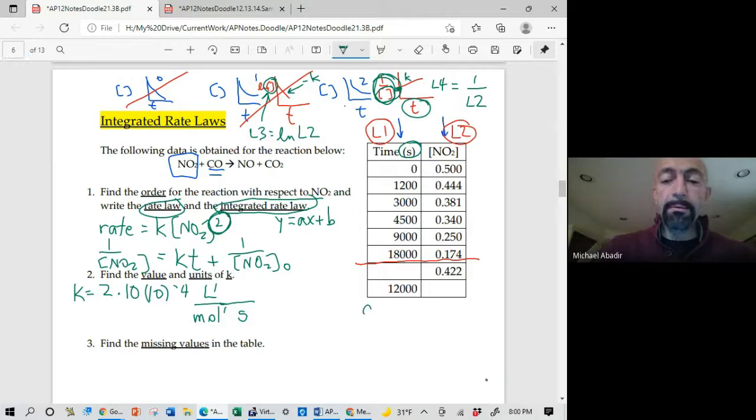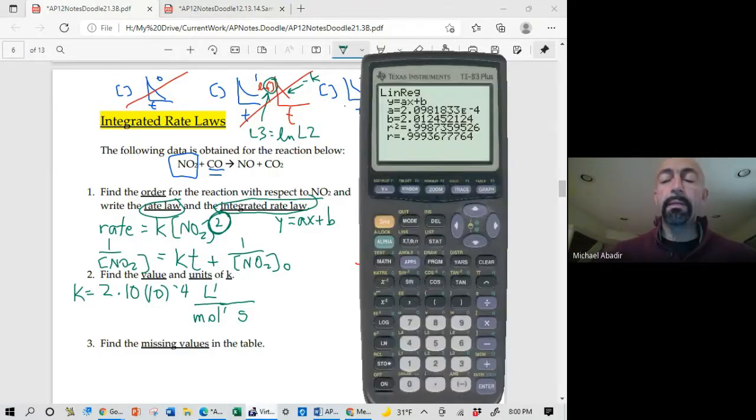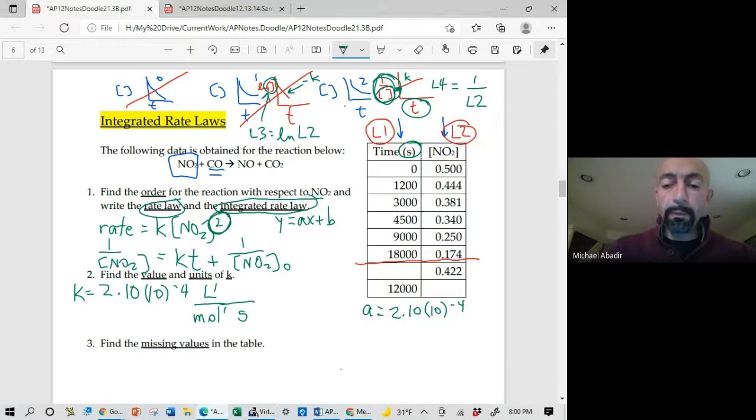So I'm going to write that down here just so we could see it, because we're going to need to look at that for something else in a little bit. So 2.10 times 10 to the minus 4th is the a value. Now let's look at the b value. You can see it says 2.01. So we're going to write that over here. That's the intercept, 2.01. That's the intercept of the graph.